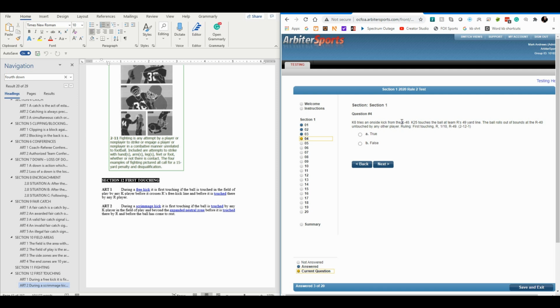Okay. In this case, K25 touches the ball at the R49, so it's gone 11 yards. This is no longer in that 10-yard neutral zone and is therefore legal, and it's not first touching. And had he recovered it, it would be R's ball. But in this case, it rolls out of bounds at the R40, and it would simply be R's ball, first and 10, at the R40. So the answer to question number 4 is false. This is not first touching.